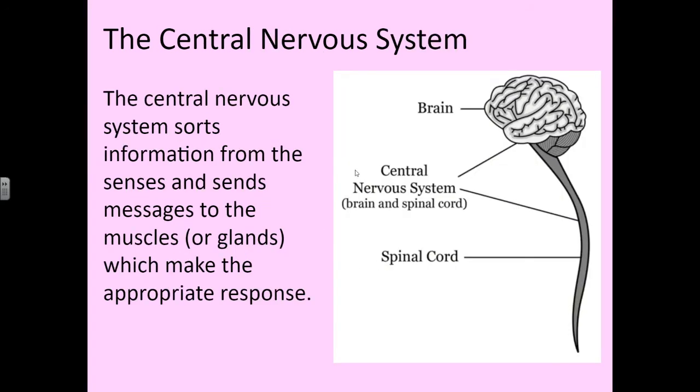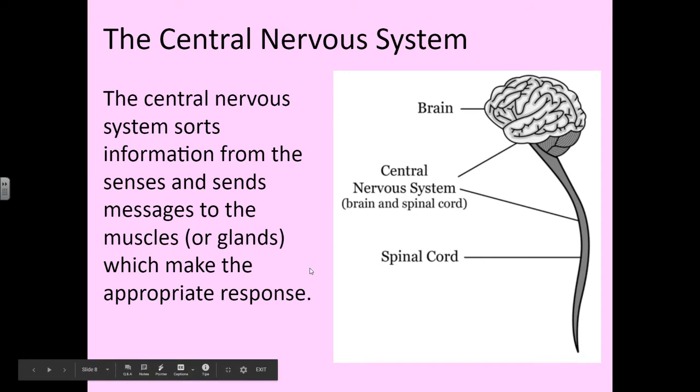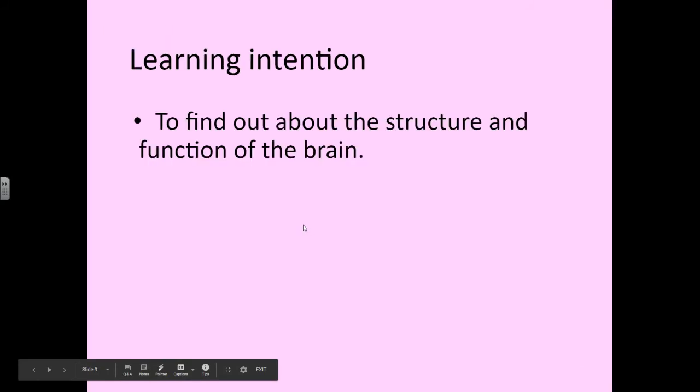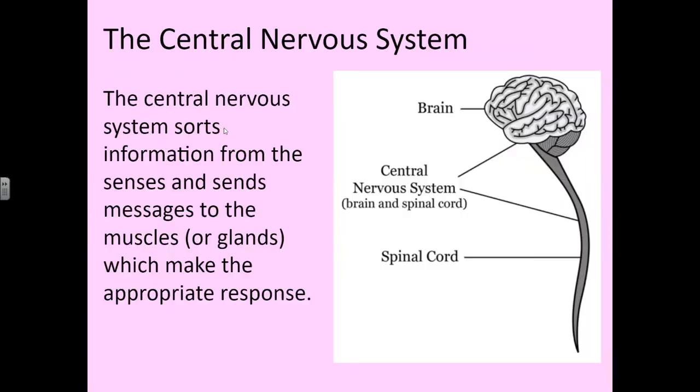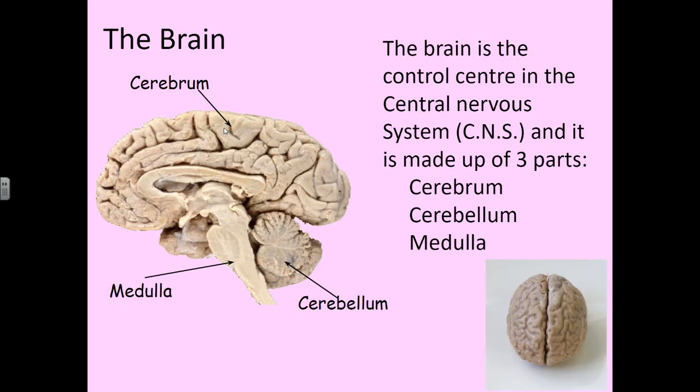The central nervous system, as we've said, is the brain and spinal cord. It sends messages to the muscles or glands and has them make appropriate responses. So we're going to find out a little bit about the structure. That covered the general idea of what the nervous system is and what it does. We'll look a little bit at the brain now.